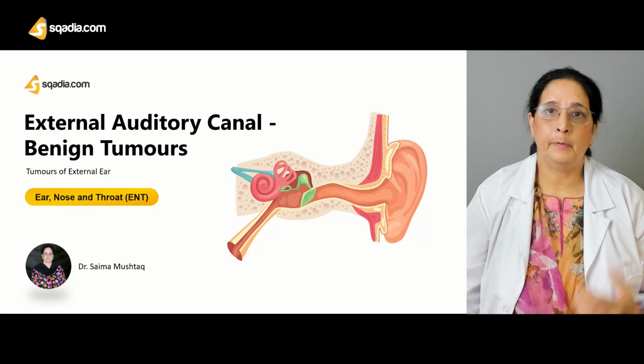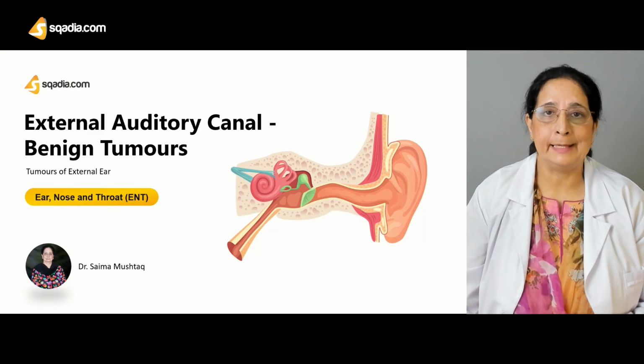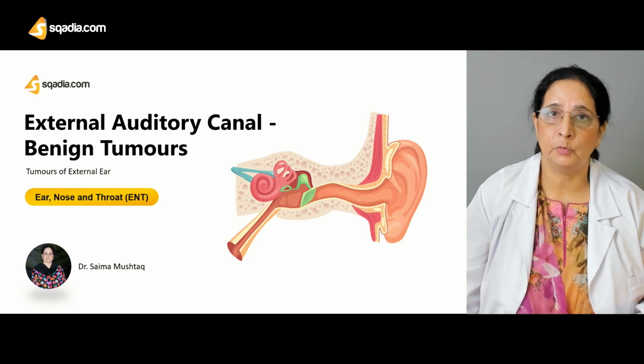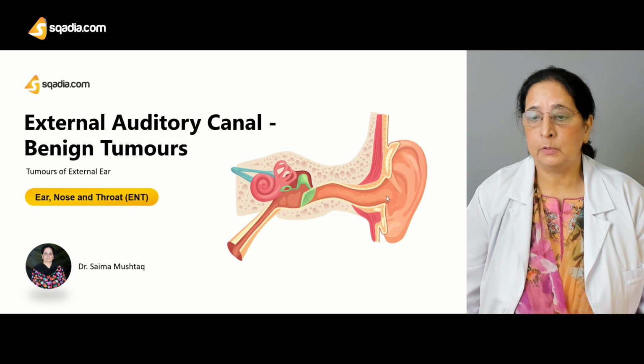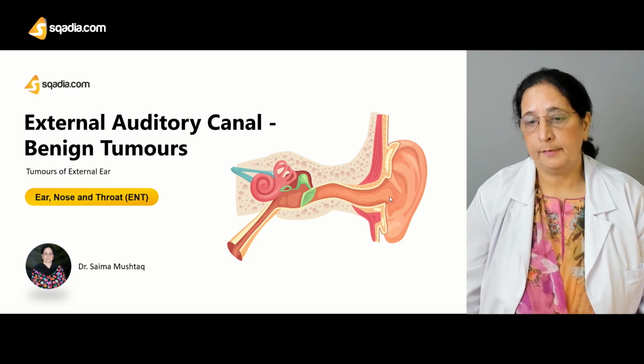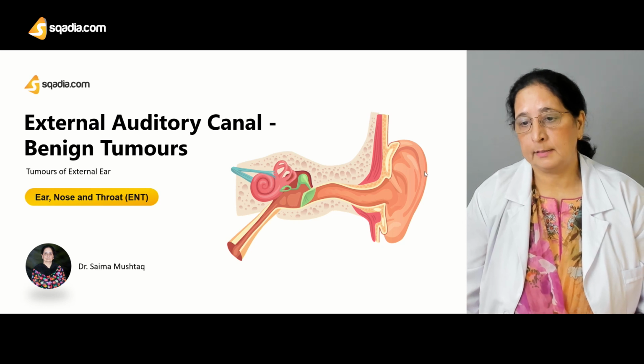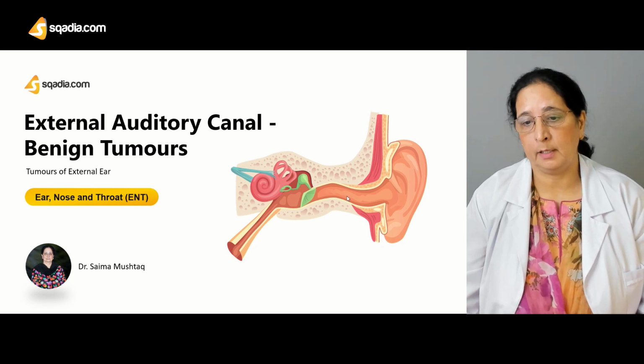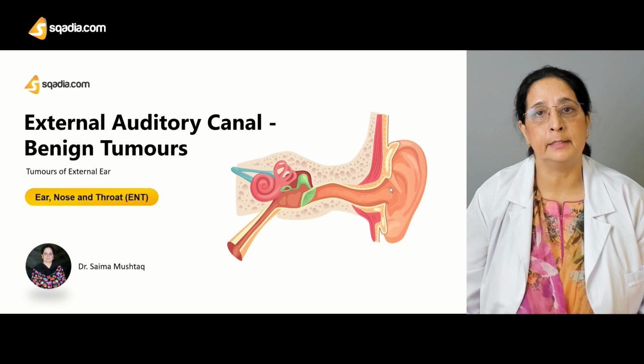Now let's talk about the tumors of the canal, the external auditory canal. We talked about the tumors of the auricle. So the external auditory canal, if you see here, is this whole area extending from the auricle to the tympanic membrane. This whole area is the external auditory canal.